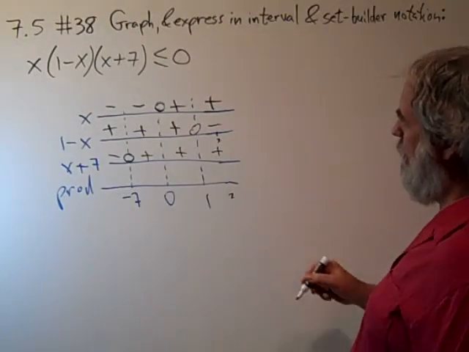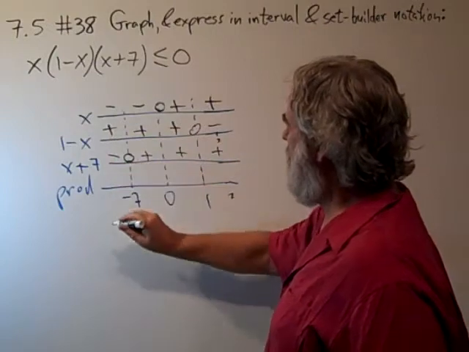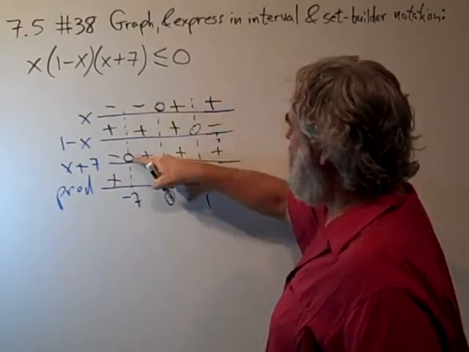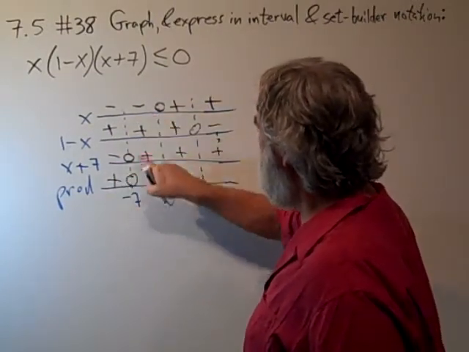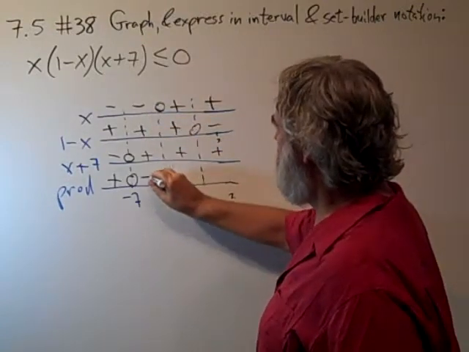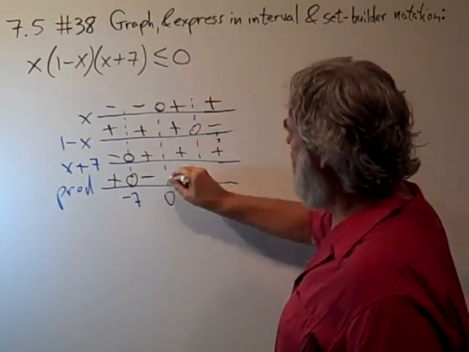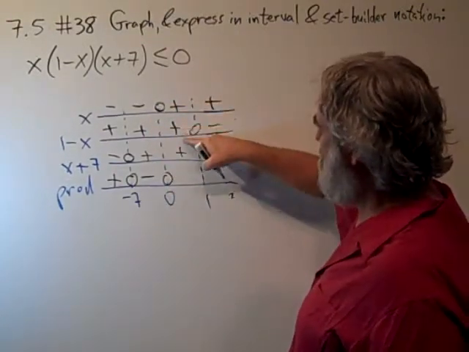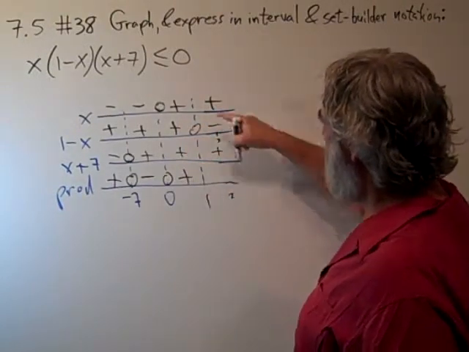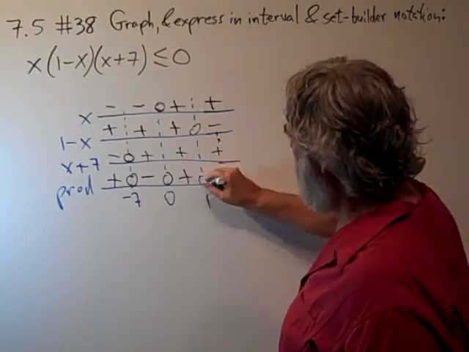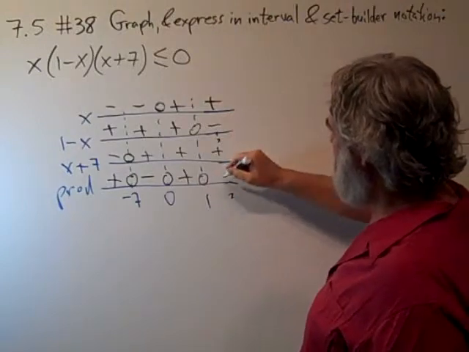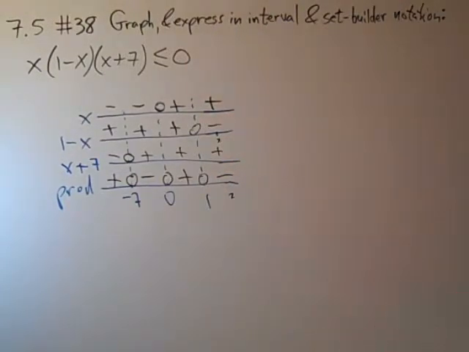So now for the product line, we have a negative times a positive times a negative. That's a positive. Anything times 0 is 0. A negative times a positive is a negative. 0 times anything is 0. Positive times a positive is a positive. Anything times 0 is 0. And a positive times a positive is a negative. That last line tells us everything we need to know.